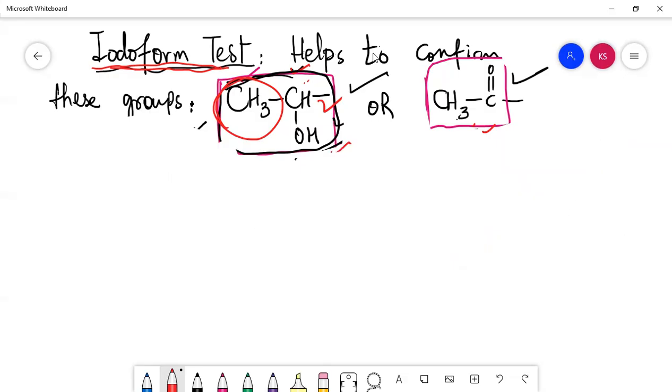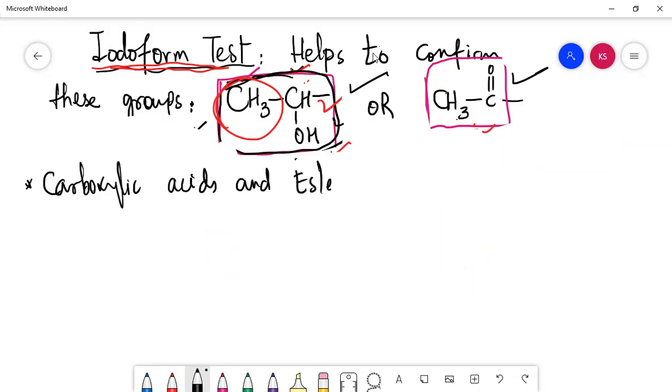That is, carboxylic acids and esters do not give a positive iodoform test.